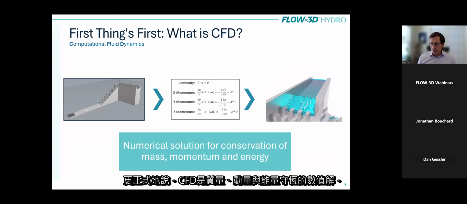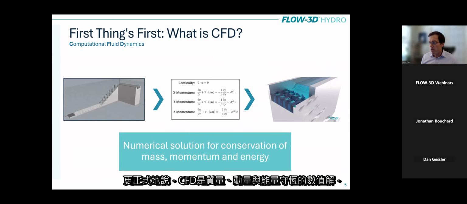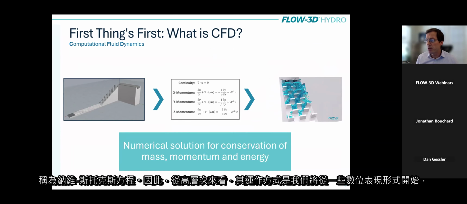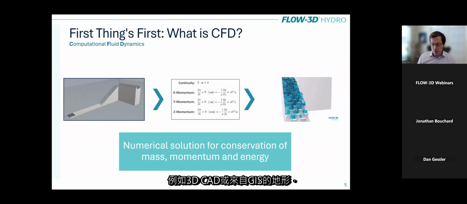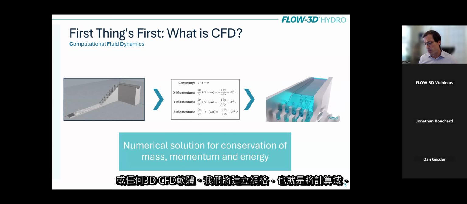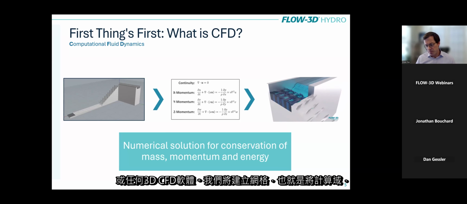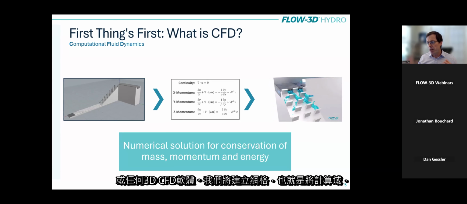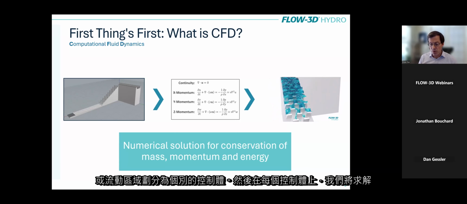More formally, CFD is a numerical solution to the conservation of mass, momentum, and energy, or what we call the Navier-Stokes equations. How this works from a very high level is we're going to start with some digital representation, like a 3D CAD, or maybe a terrain from GIS. We can also deal with dynamic cells. We're going to import that into our software, or any 3D CFD software. We're going to create a mesh. So we're going to break up the domain or the flow area into individual control volumes.